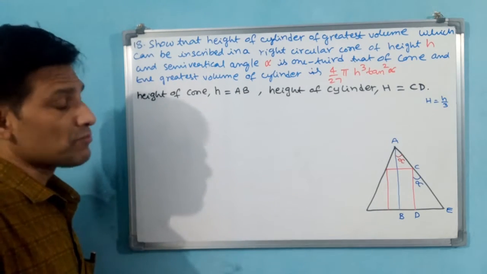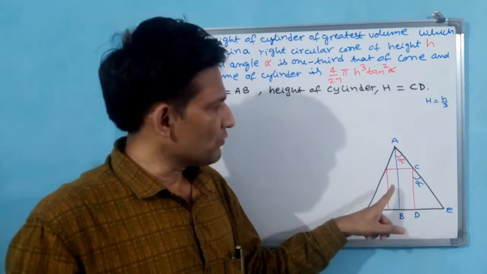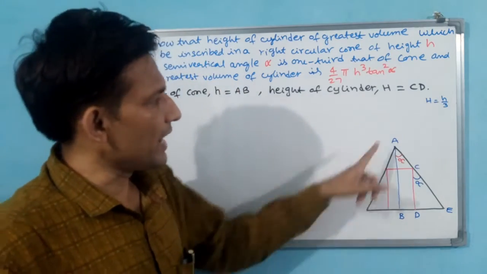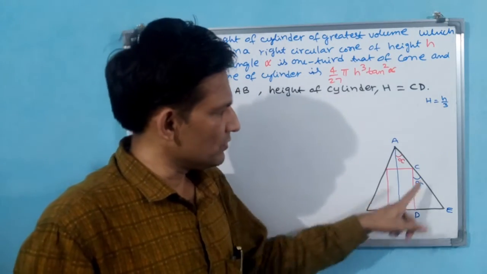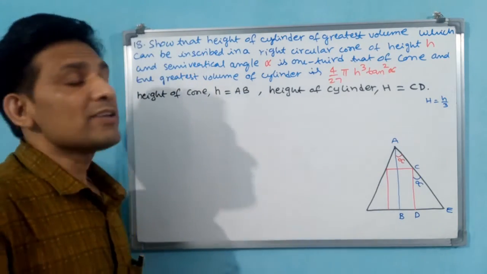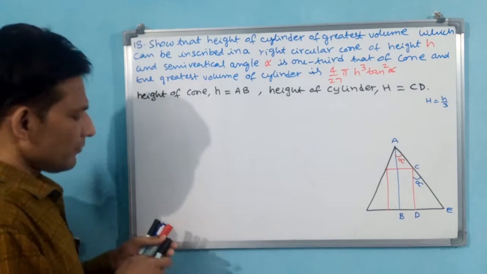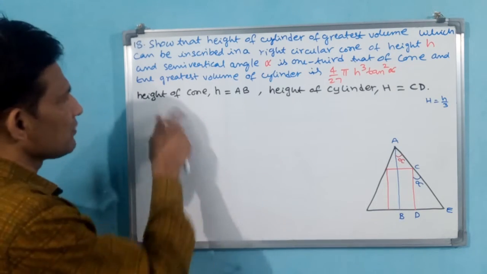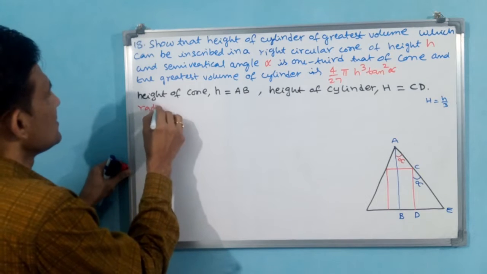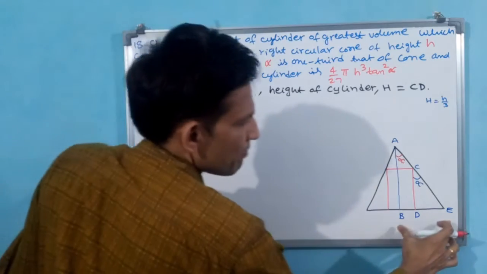Okay, now you observe first carefully. AB is the height of the cone, CD is the height of the cylinder. Then see, BE is the radius of the cone. Okay, small r we will take. When we have taken small r, we will take it only for the cone. Radius of the cone is equal to small r. Small r is how much? BE.